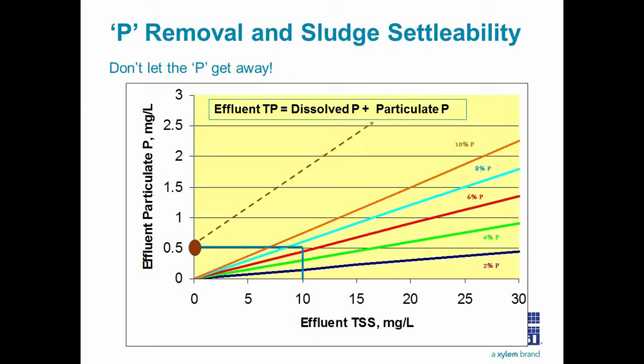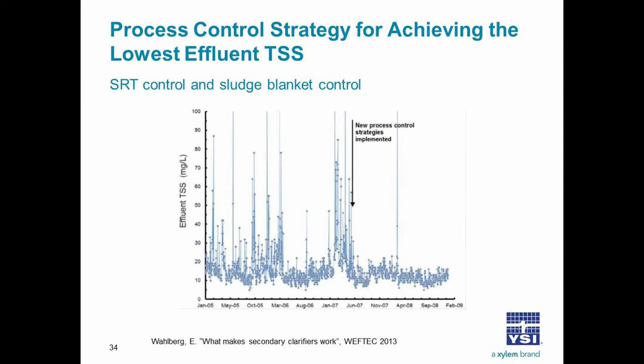So, what is the process control strategy for achieving the lowest effluent TSS? Well, this chart, which has been taken from a WEFTEC paper presented at the 2013 WEFTEC, shows the effect of SRT control and sludge blanket control. On the vertical axis is the effluent total suspended solids, and the horizontal axis is time over a period of many months, several years actually.